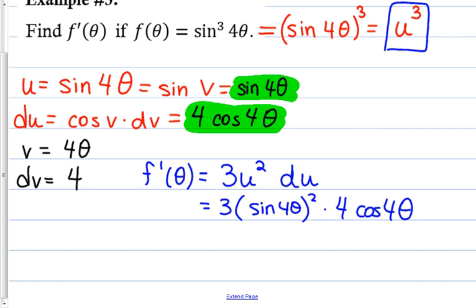And basically that's it. The only thing I ask of you is to take the 3 and the 4 and plop them together because they're being multiplied. So there's 12. And then everything else is fine. Sine squared 4 theta, because that's where the squared is supposed to go. Cosine 4 theta. And that's that.